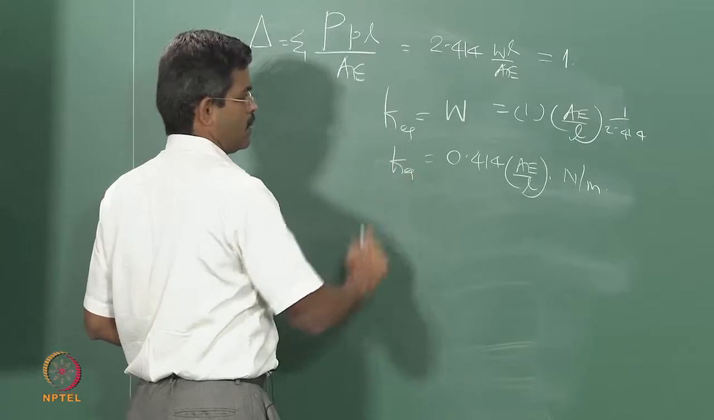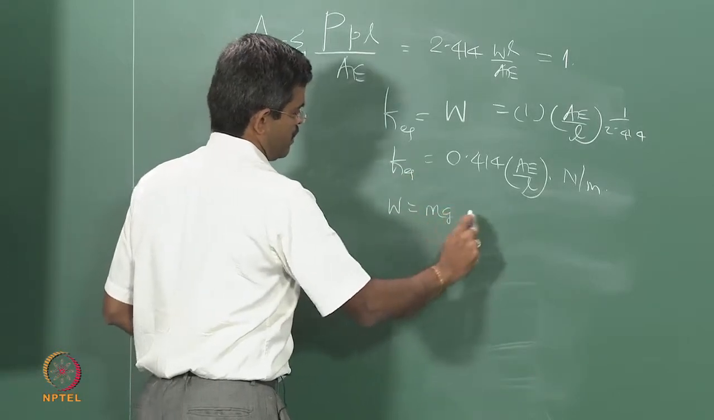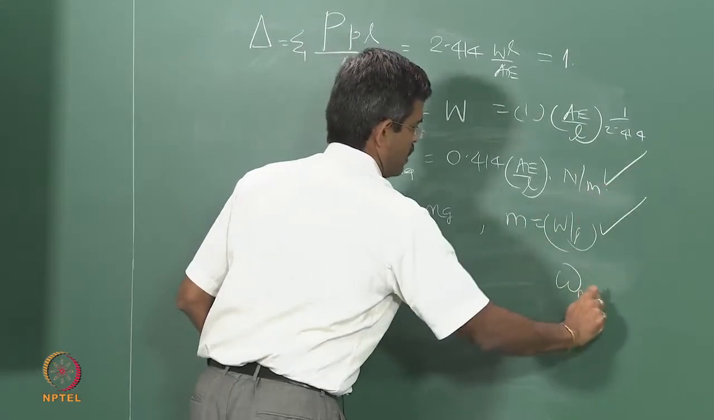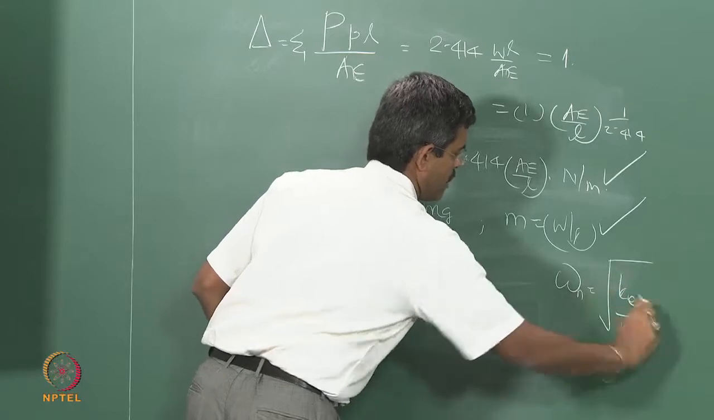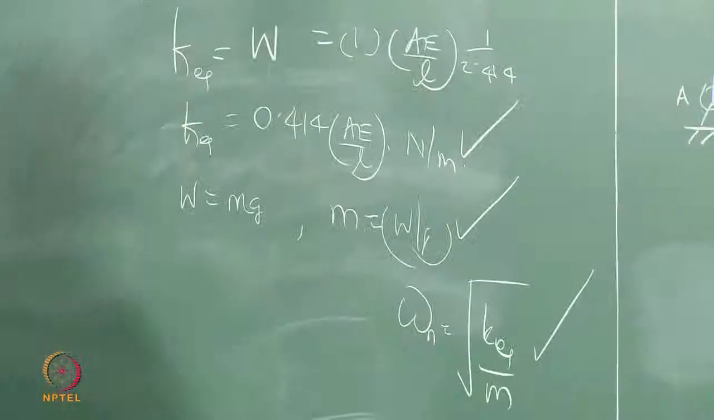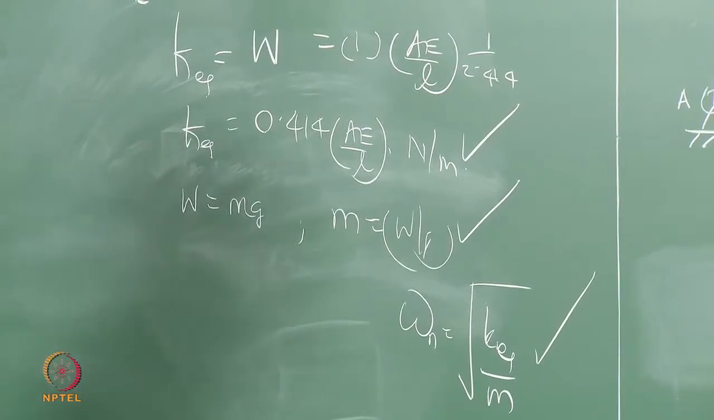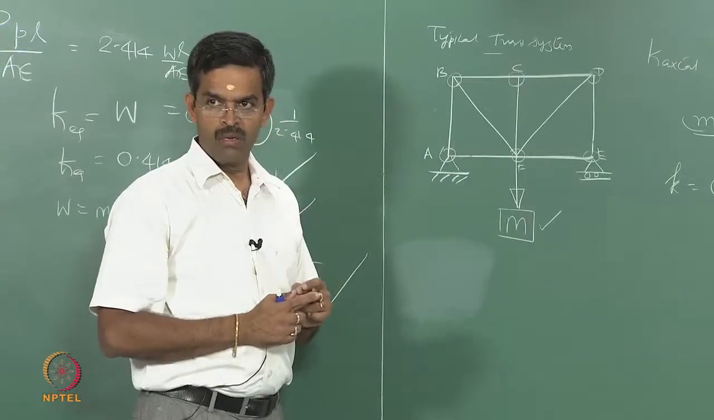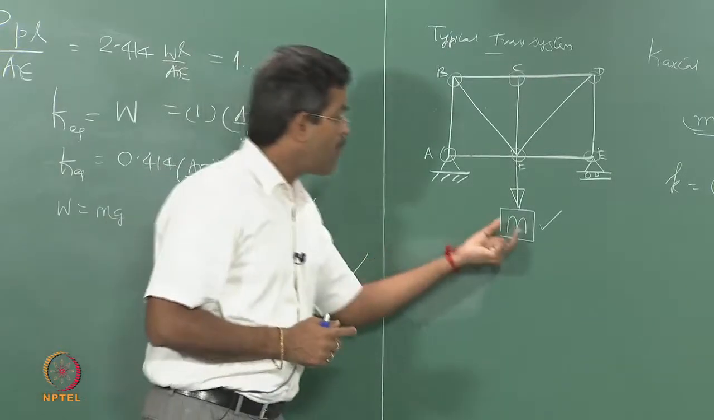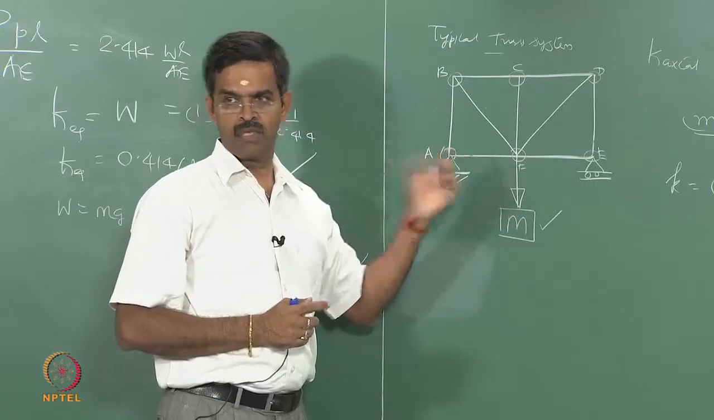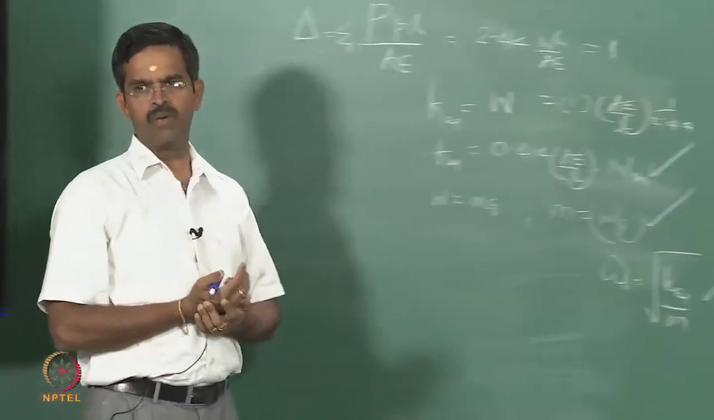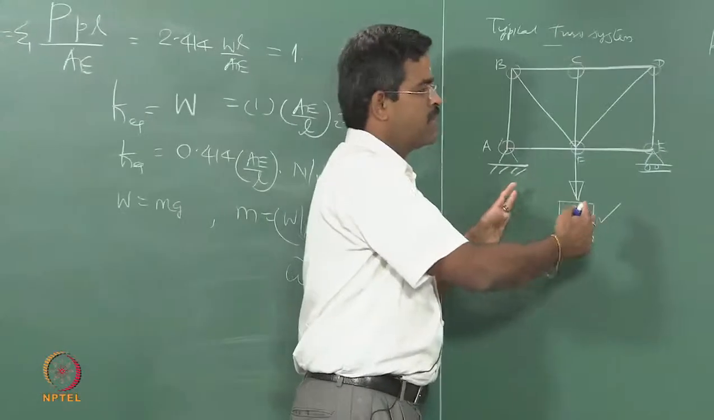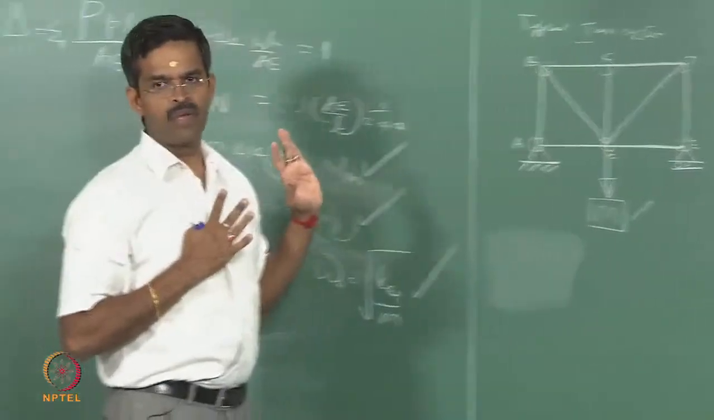K is known to me and W is mg, therefore, m is W by g. We know omega n is root of K equivalent by m. So, now you know at what frequency the system will vibrate if the structure is simplified as a single degree of freedom spring mass system. Why single degree? Mass is lumped only at 1 point. So, it is a very simple application of basic structural mechanics on dynamics to find the frequency of vibration.